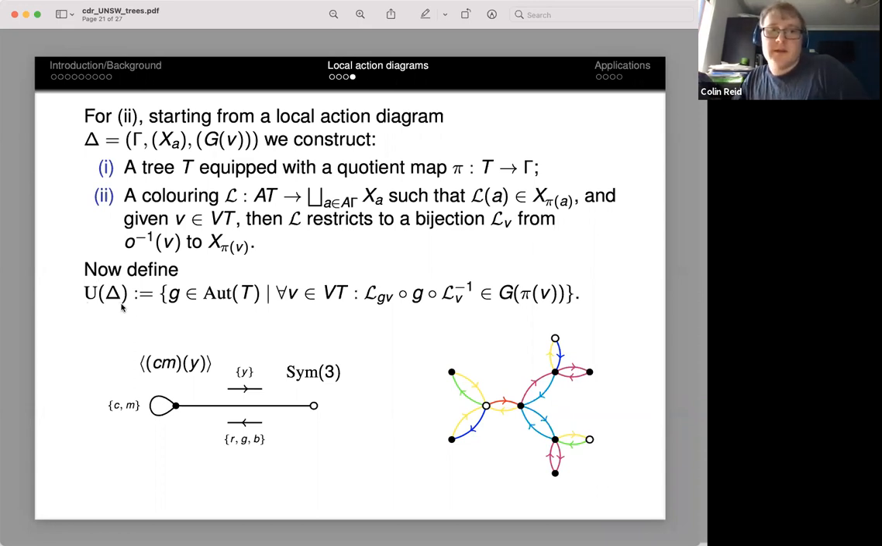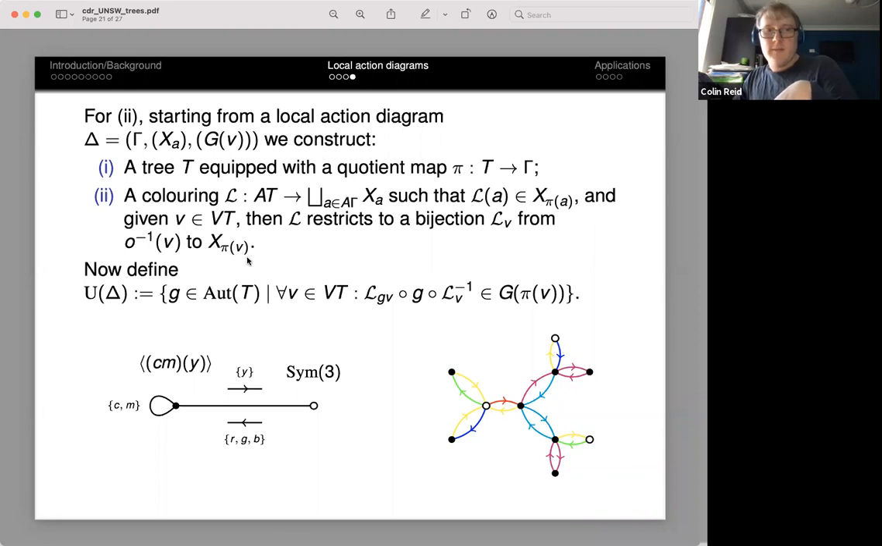And then we define U of delta to be the group of the set of all automorphisms of the tree that act on this colouring with respect to this colouring as the specified local action. So if you start at a vertex of the tree, then you have a bijection from the arcs coming out of it to the color set.